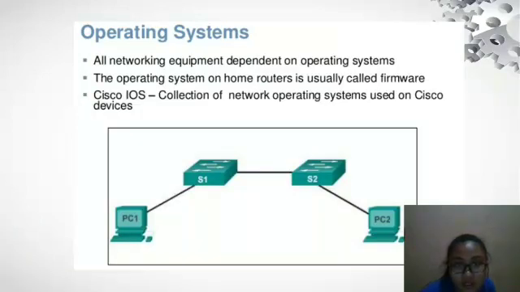Operating Systems. All network equipment is dependent on operating systems. The operating system on home routers is usually called firmware. Cisco IOS is the collection of network operating systems used in Cisco devices. As you have seen, we have two switches here: the first switch is connected to PC1 and the second switch is connected to PC2.